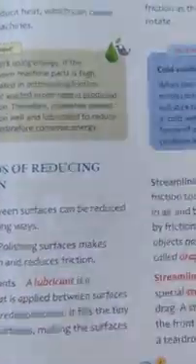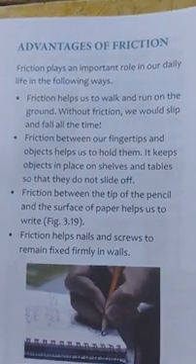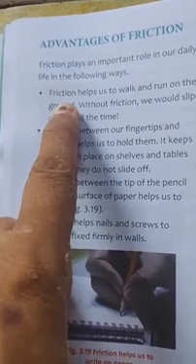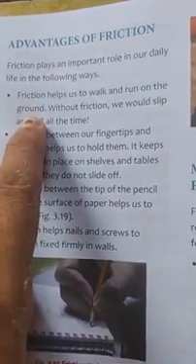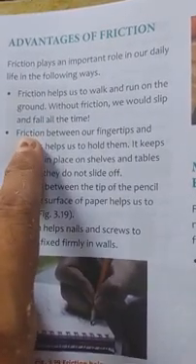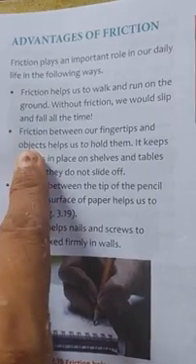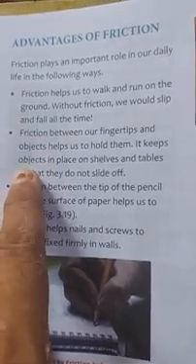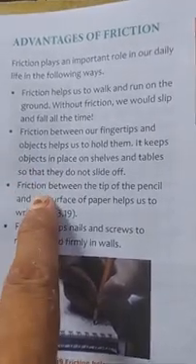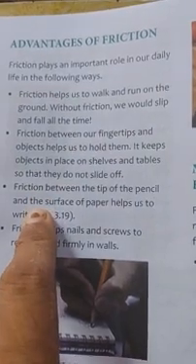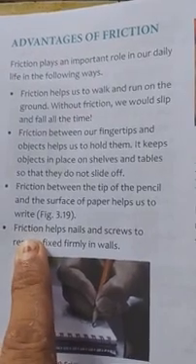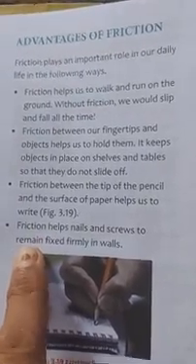Next are the advantages of friction. What are the various advantages of friction? Number one, it helps us to walk and run on the ground. Without friction, we would slip and fall all the time. Second, friction between our fingertips and objects helps us to hold them. It keeps objects in place on the shelf and table so that they do not slide or fall out. Friction between the tip of the pencil and the surface of the paper helps us to write. Friction helps nails and screws to remain fixed firmly in walls.